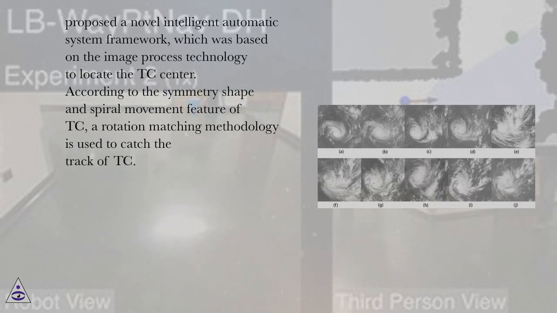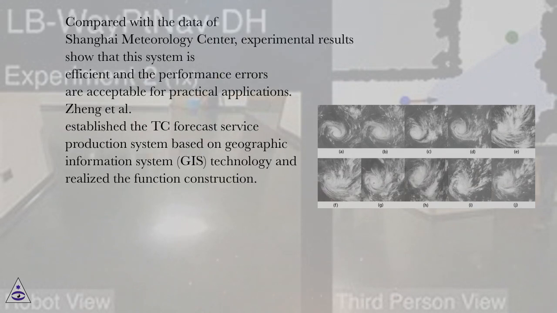Zhang et al. proposed a novel intelligent automatic system framework, which was based on the image process technology to locate the TC center. According to the symmetry shape and spiral movement feature of TC, a rotation matching methodology is used to catch the track of TC. Compared with the data of Shanghai Meteorology Center, experimental results show that this system is efficient and the performance errors are acceptable for practical applications.